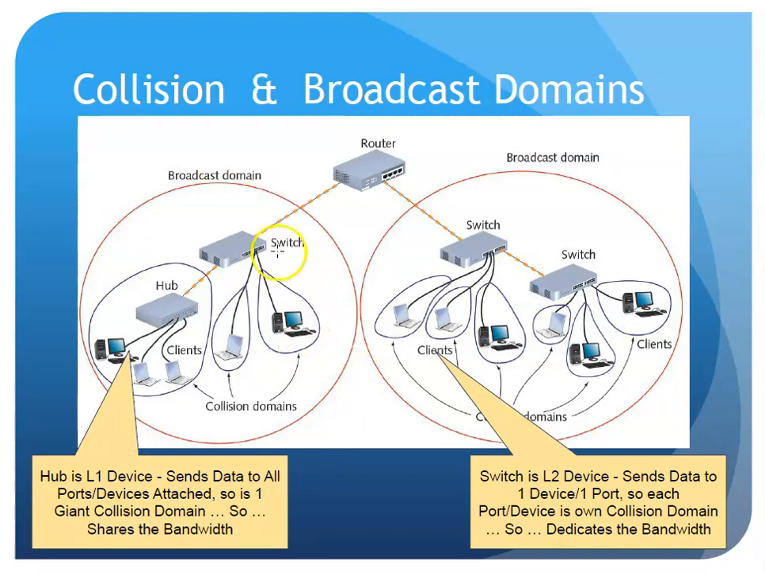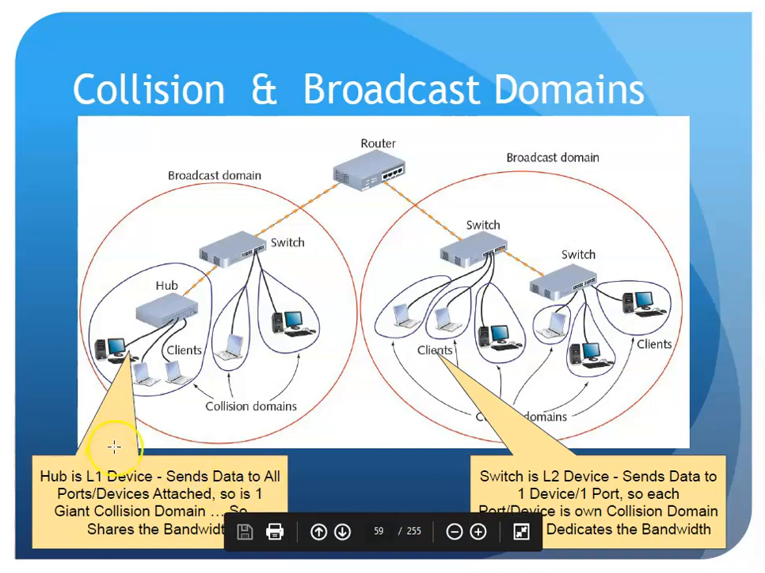So if I look at a network where I have a hub, this hub right here is layer 1. Whatever it receives, it's going to send to everybody. So all of those things in there potentially could have a collision. Therefore, all of them are sharing that available bandwidth. So the throughput there would be extremely lousy, because it repeats everything and it's sharing that.